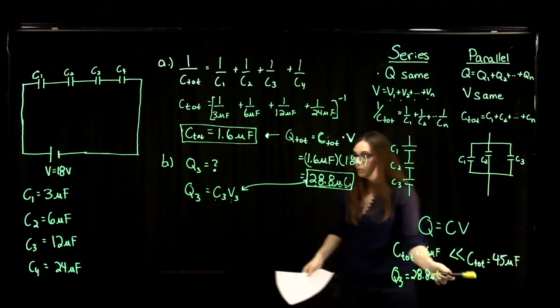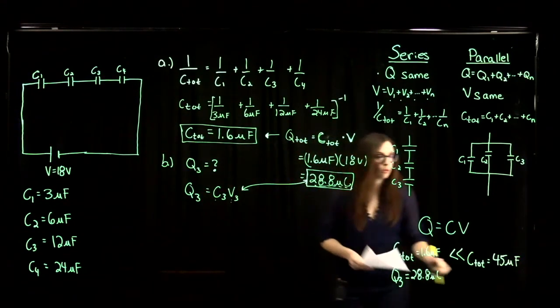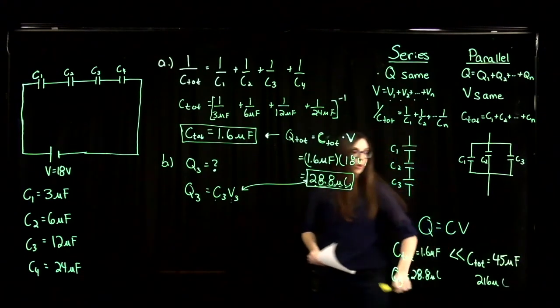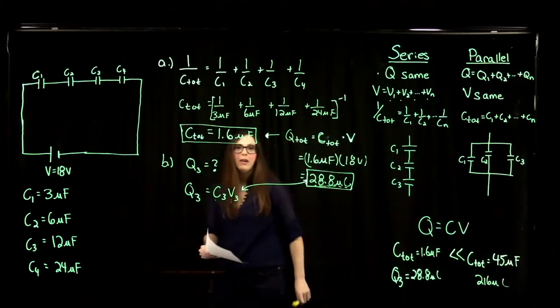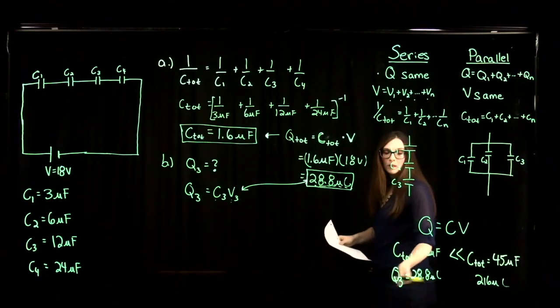For our same problem where our capacitors were in parallel, we found that the charge on Q3 was 216 microcoulombs. So in our capacitors in parallel, we can also pack more charge on them than we can with our capacitors in series.